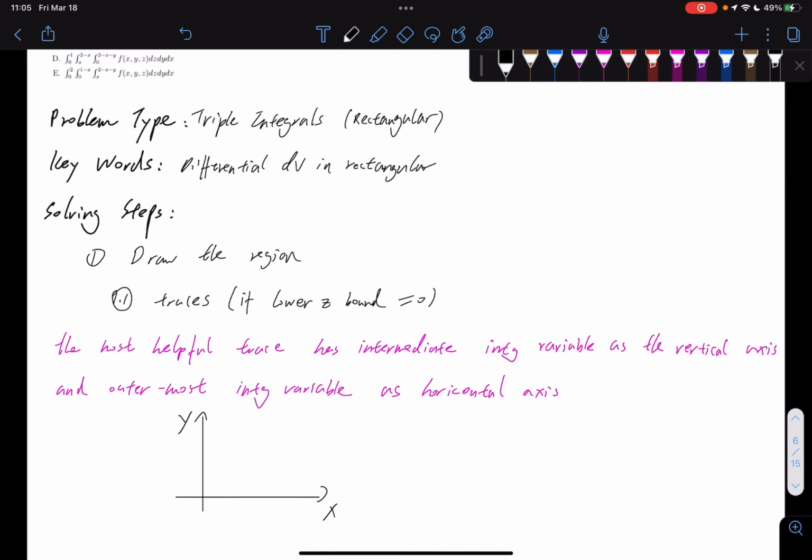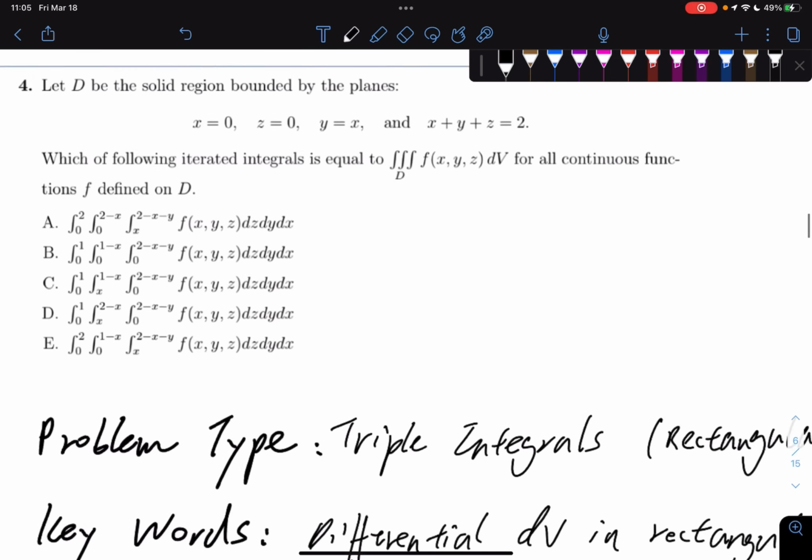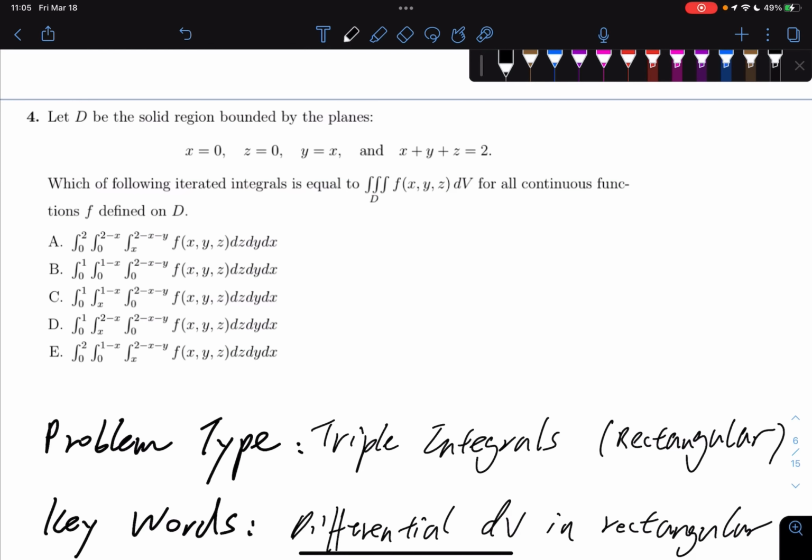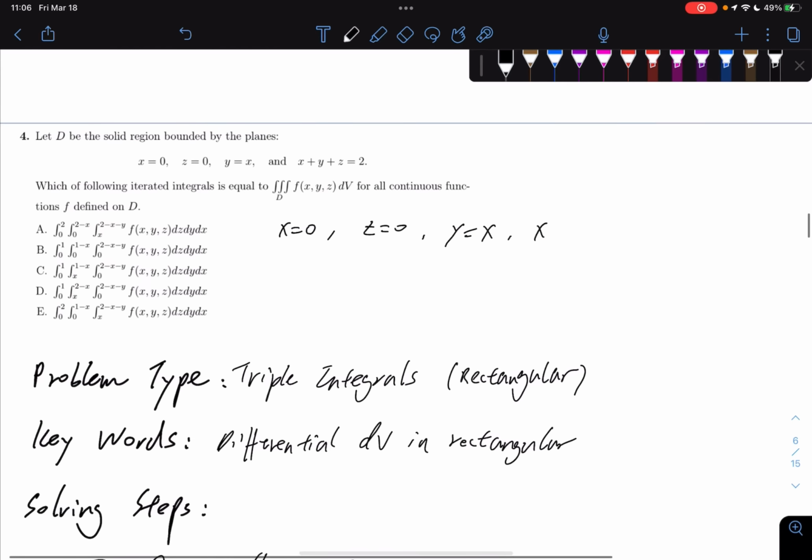So, okay, let's look at our bounding planes. x equals 0, z equals 0, y equals x, and x plus y plus z equals 2. All right, let's move this over.